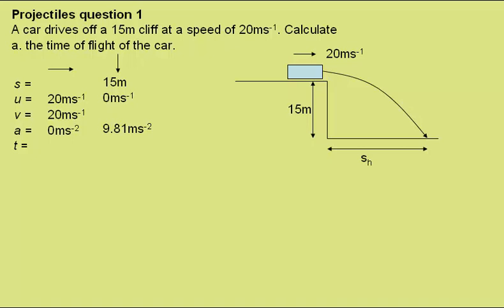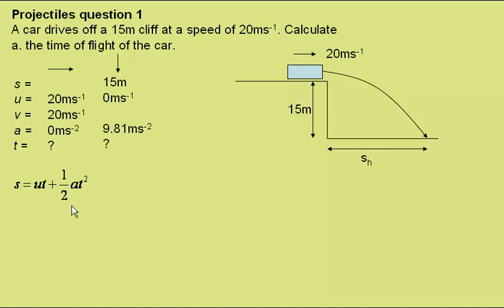The first thing we're asked to find is the time of flight of the car, and this will be the same for the horizontal and for the vertical components. When the car hits the ground, it will stop moving in both directions. The equation of motion we're going to use is s equals ut plus a half at squared. When looking for which equation to use, it must contain the thing we're looking for, and it must only also contain things we have. We can never find two unknowns from an equation of motion.